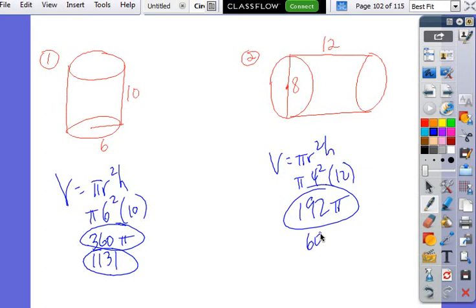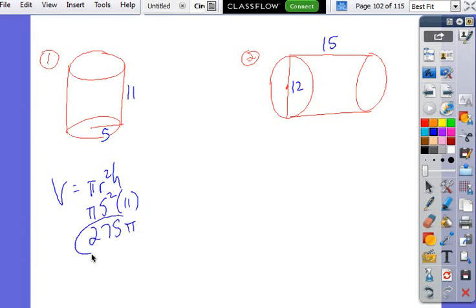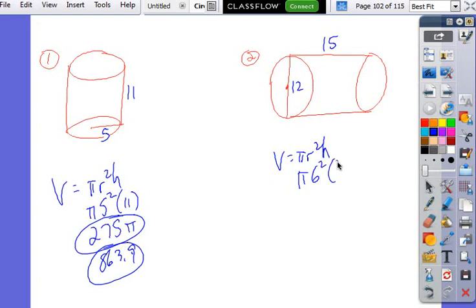First one here, I'm going to do pi r squared h again. So pi, 5 squared, 11. The exact version would be 275 pi, and the decimal version would be 863.1. All right, coming over to the second one, I'm going to do pi, 6 squared, 15, because again, we can't use the diameter. So 540 pi. And then 1696.5.